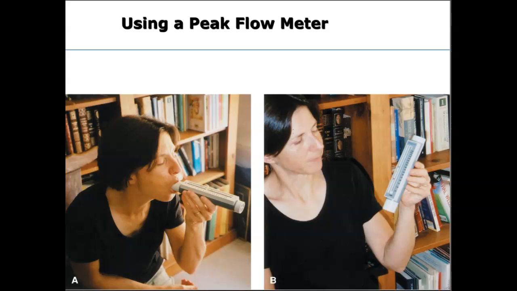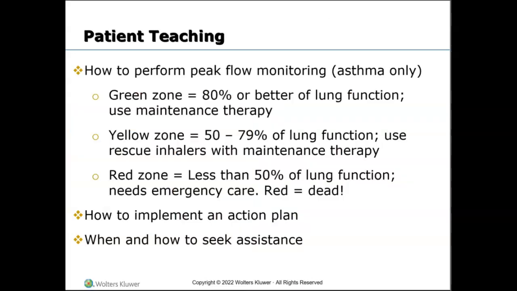And each provider may alter those levels anyway. Like if they have a patient whose asthma is more sensitive, they may change the zone and make it a smaller range so that they're better managed, right? So that's why we don't memorize that. Just know, though, when patients are in each of those zones, what that means, right? Okay, patient teaching, obviously.